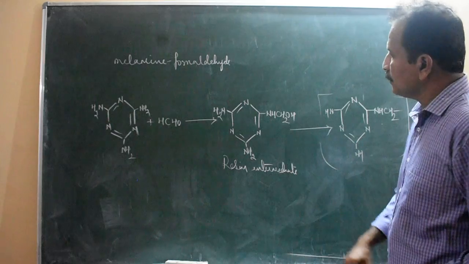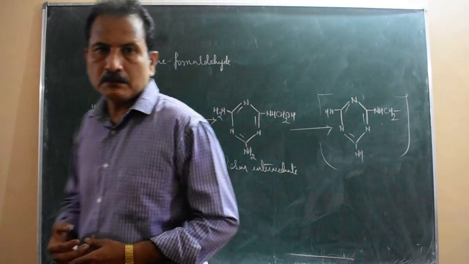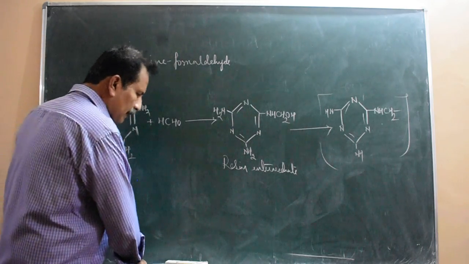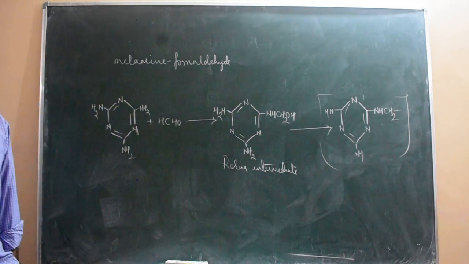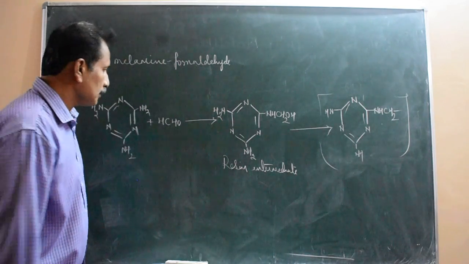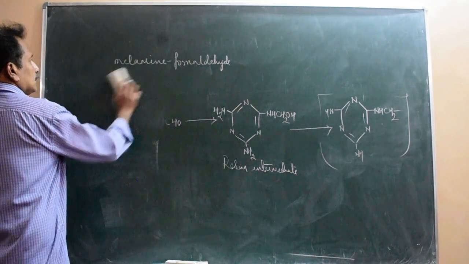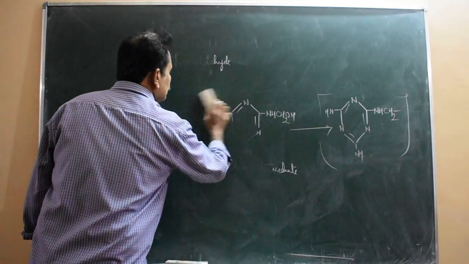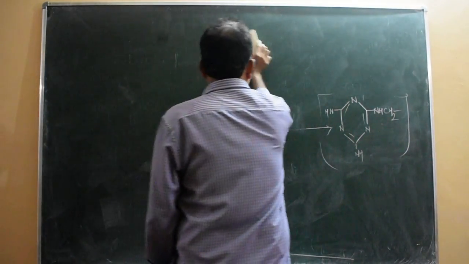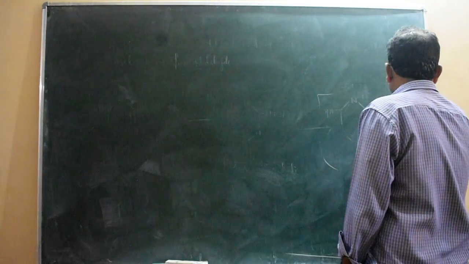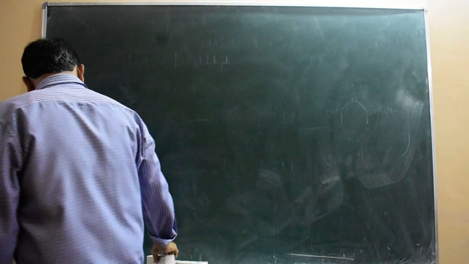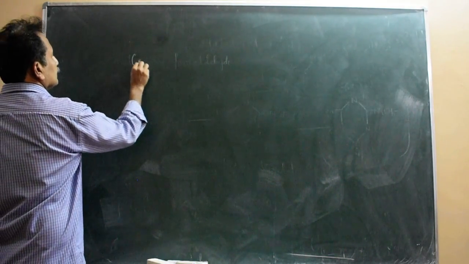this is your melamine polymer, which is used in crockery. Unbreakable crockery we get. For that purpose we use this polymer. So all these are condensation polymers. Next we'll go into copolymerization.